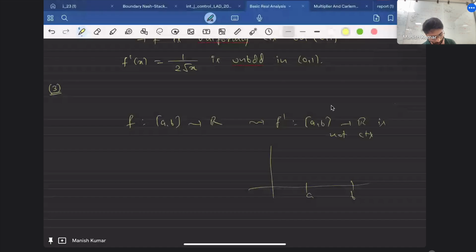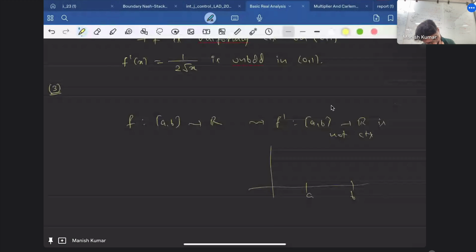It should be easy. How about a differentiable function? It cannot be a polynomial. It cannot be sine x or sine 1 by x. This one, yeah, this is the example, right? x sine 1 by x.